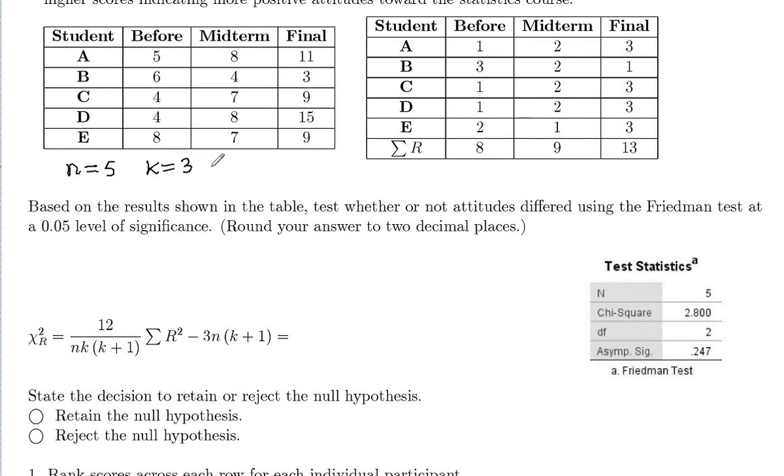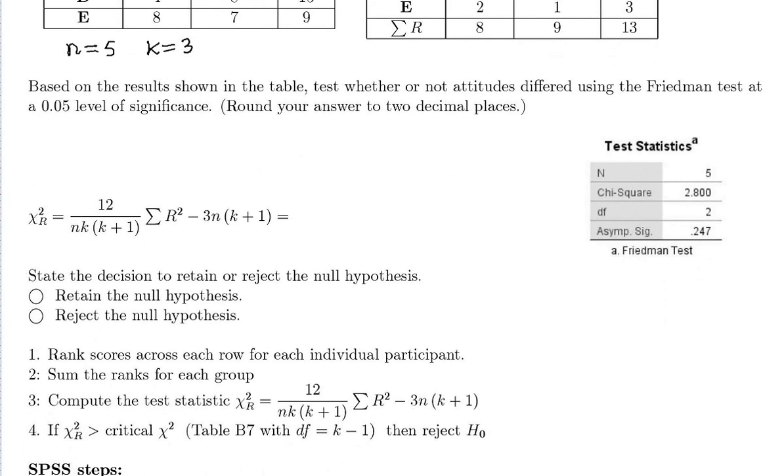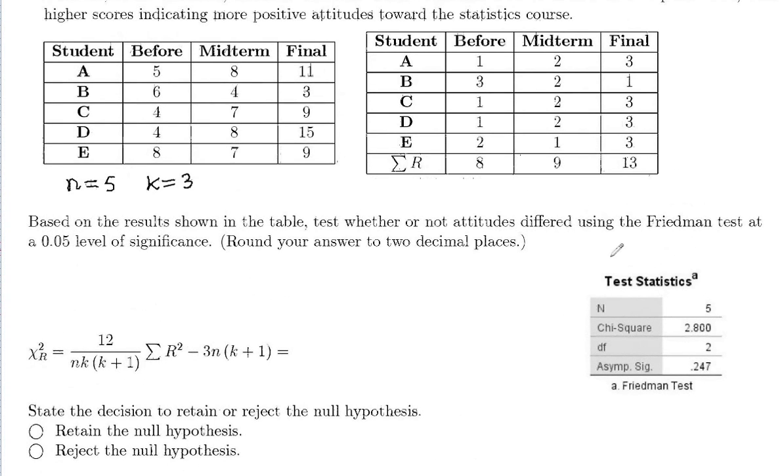Okay. So what I did was I took these and I found the ranks of these scores here. So I ranked everything by row. So if you look at student A, the 5 is the smallest score. So smallest is a 1. So that's the first rank. And then the 8 and then the 11. So that's a 2 and a 3.